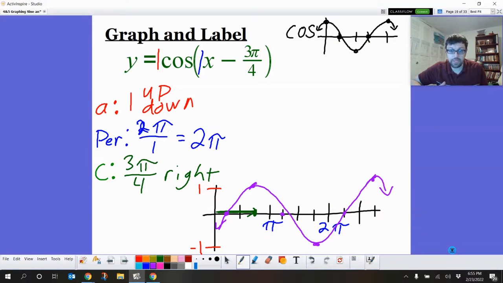There's my graph. So I shifted it to the right 3 pi over 4. Done.